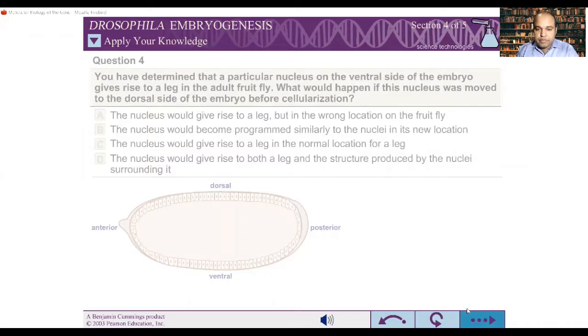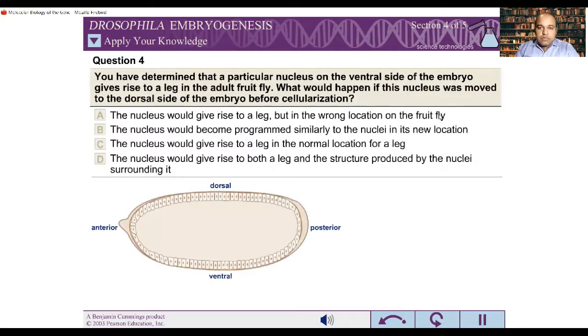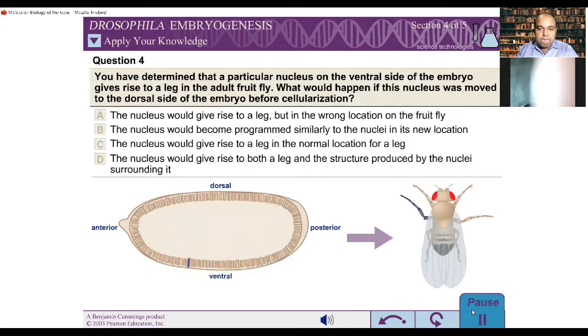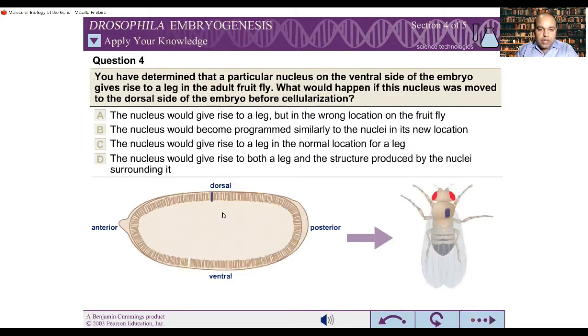So look here. Question 4. You have determined that a particular nucleus on the ventral side of the embryo gives rise to a leg in the adult fruit fly. What would happen if this nucleus was moved to the dorsal side of the embryo before cellularization? Now see, there is a nucleus present on the ventral side of the Drosophila melanogaster before cellularization, which has been deleted and transferred specifically from the ventral side towards the dorsal side.